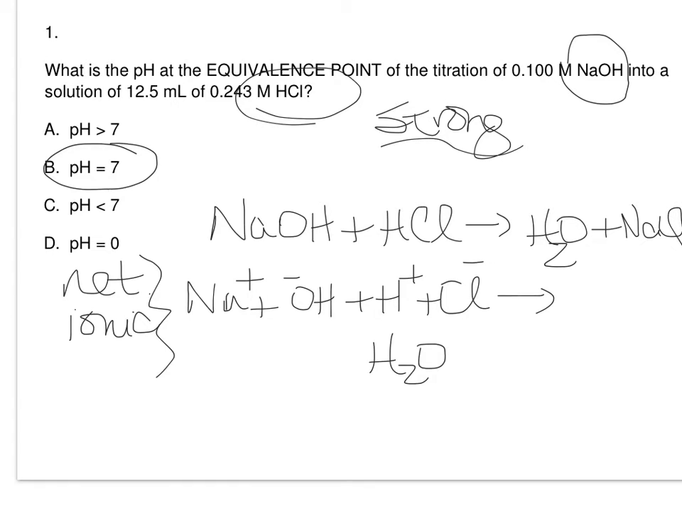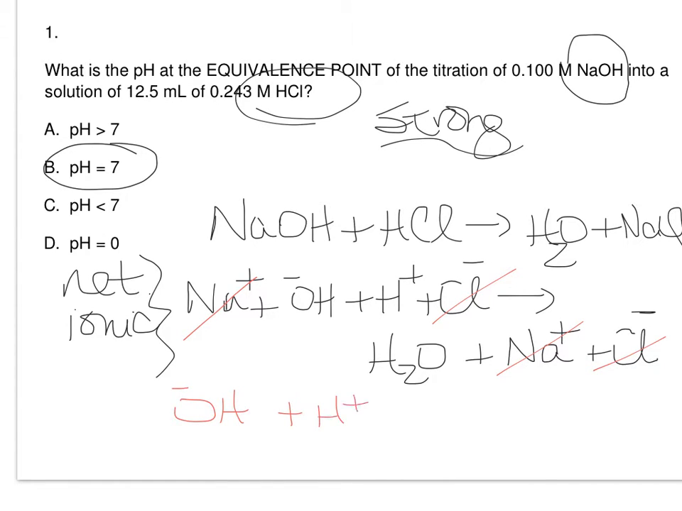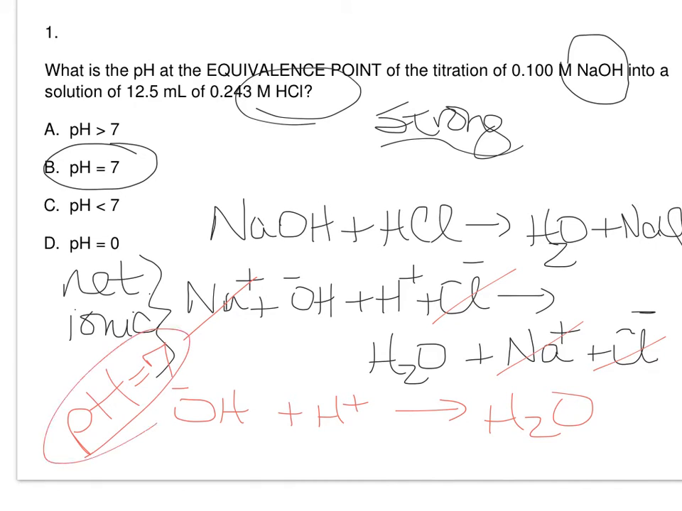You can't separate water because it's a covalent compound. It doesn't have any ions to separate. Sodium chloride is a soluble salt, so it gets separated. Cross out everything that is the same on both sides, the spectator ions. And your net ionic equation for the reaction of a strong acid with a strong base is simply the production of water. That's why at the equivalence point, the pH for a strong acid and a strong base together will always be 7, neutral.